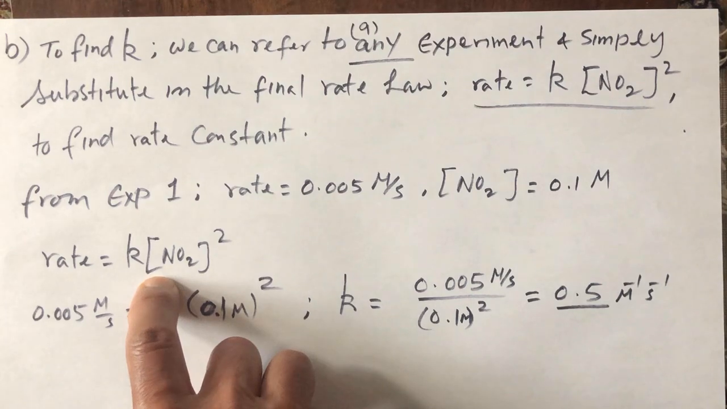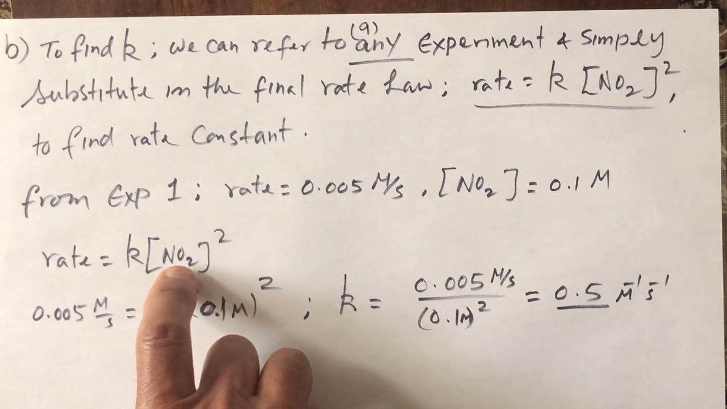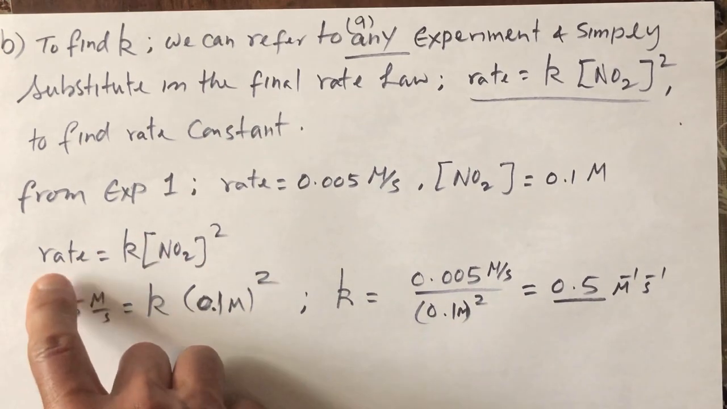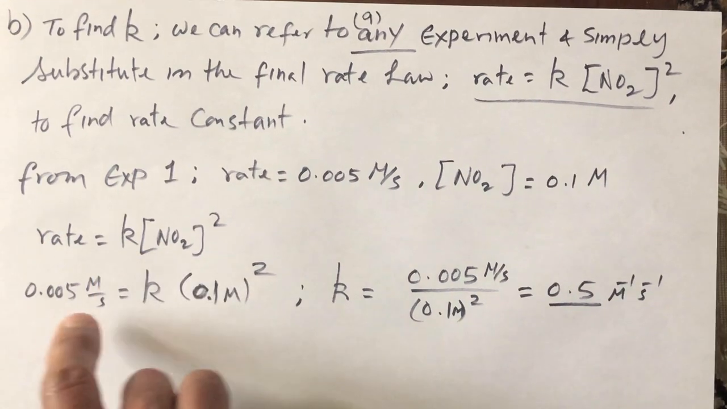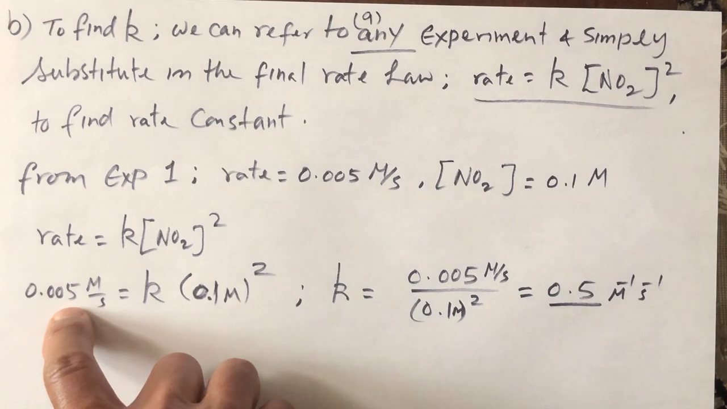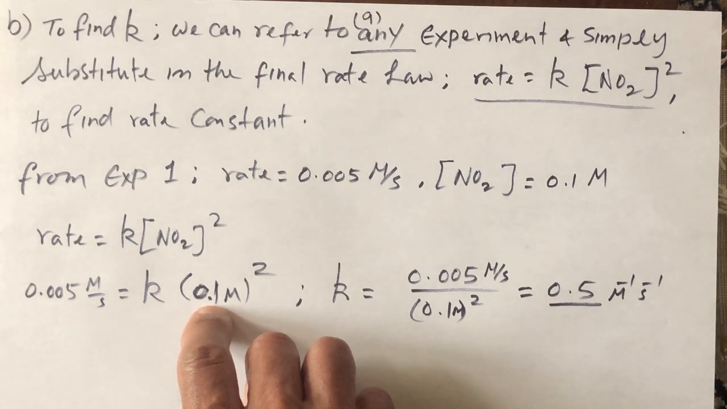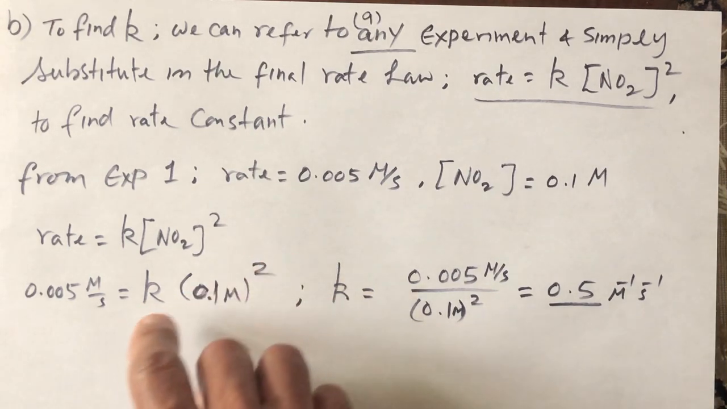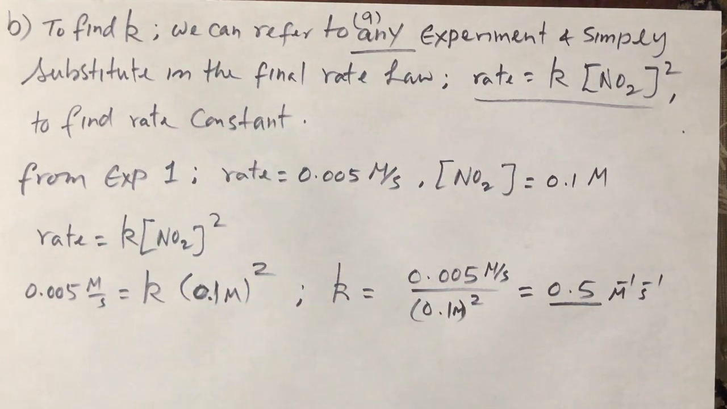For experiment 1, we are going to use this expression here, because our new rate has no dependence on CO, as we found out in the previous case. So the rate is going to be K times NO2 squared. All we have to do is find the concentration of NO2 from experiment 1, plug it in, find the initial rate from experiment 1, plug it in, and we easily find K. So that's what I've done. The rate for experiment 1 is 0.005, the concentration of NO2 in experiment 1 is 0.1, and it has to be squared, of course, times K. So K is this number divided by the square of that, which gives you 0.5.